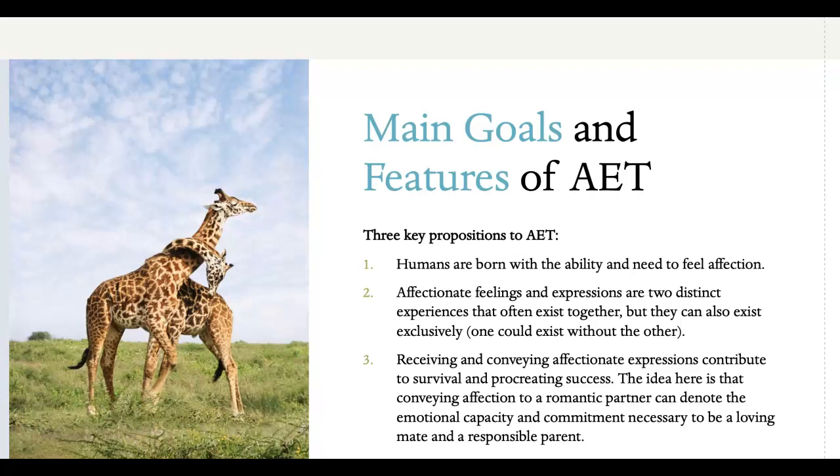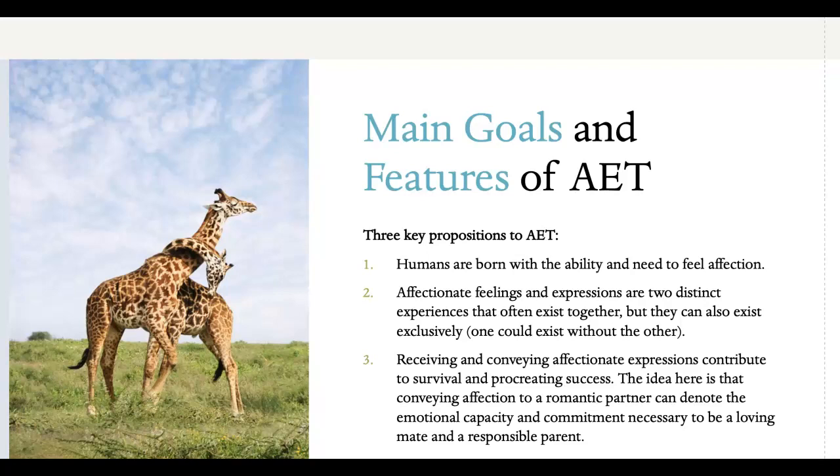So it may be because you're trying to maintain a relationship, even though at that moment you don't have the feeling, but you just want to make sure that your partner feels like you're being affectionate to them. And so you express that even though you don't feel a genuine affectionate feeling at that moment. So this is what I meant by they can exist together, but they can also exist exclusively, just the feeling or just the expression without the other.